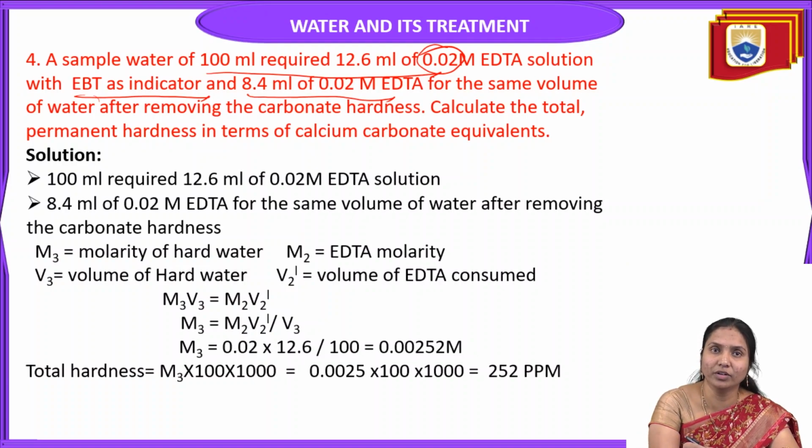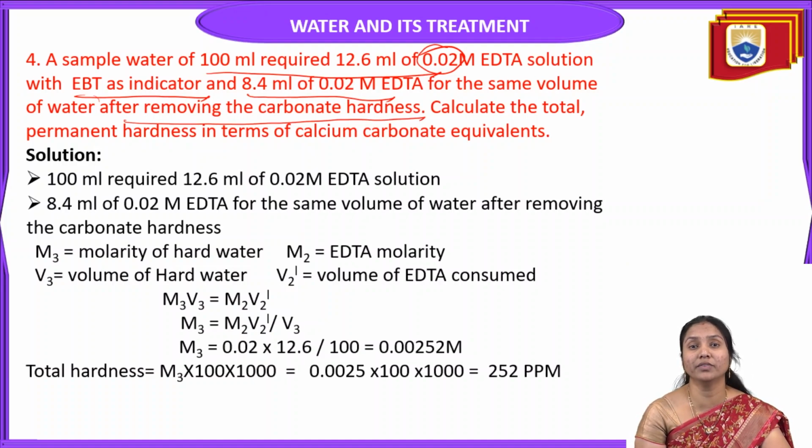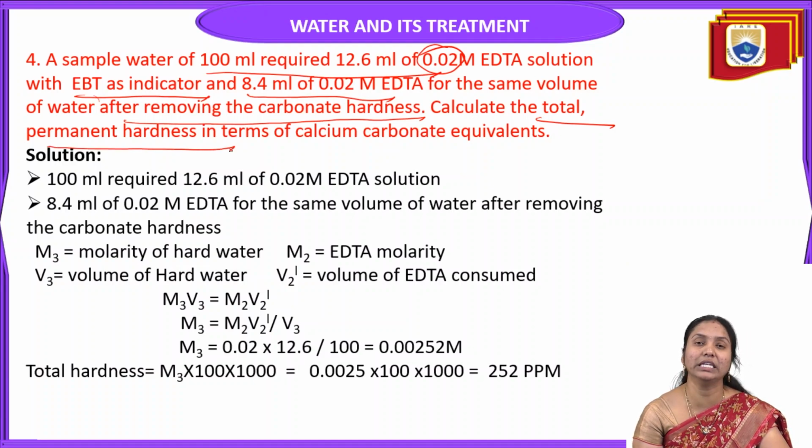So this is the same volume of water after removing the carbonate hardness. In the second case, we can calculate the permanent hardness of water. For that purpose, we remove the temporary hardness of water by boiling. Now calculate the total permanent hardness in terms of calcium carbonate equivalent, CaCO3 equivalent. How can we calculate it?